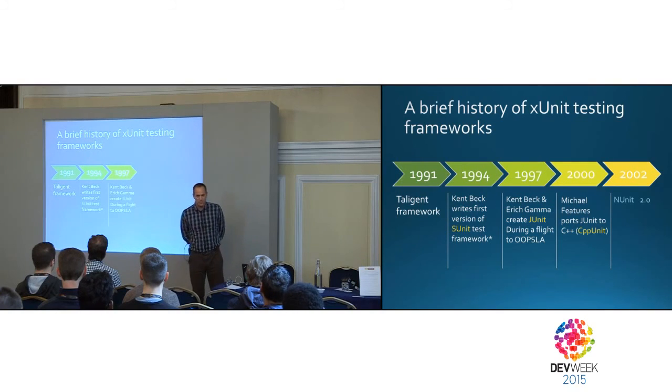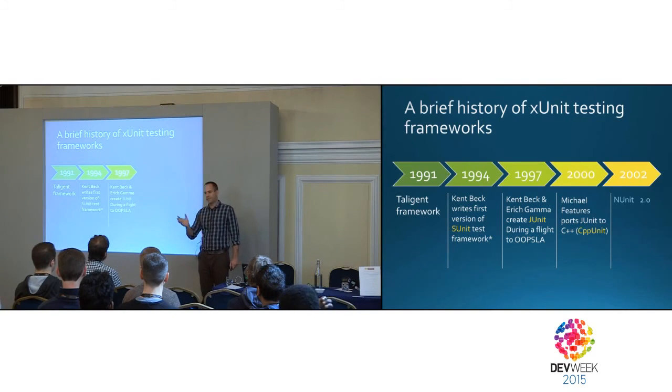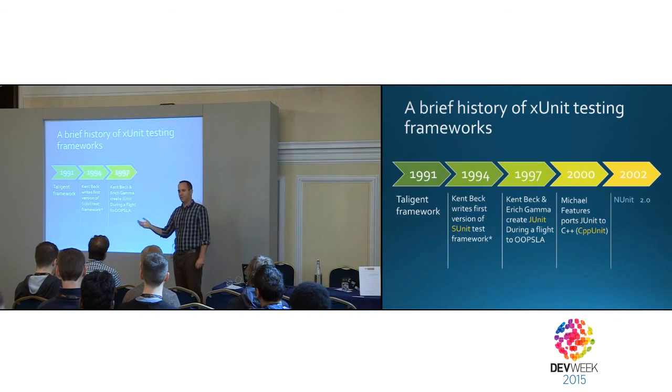On the plane to OOPSLA, an object-oriented programming conference, Kent Beck and Erich Gamma looked at all those S-Unit frameworks and converted them to Java. And JUnit was created. JUnit, well, I'm not 100% sure, but seems to be the first unit testing framework that was created to give to other people to write unit tests, not on the same project. They did it on the plane ride because they were bored.